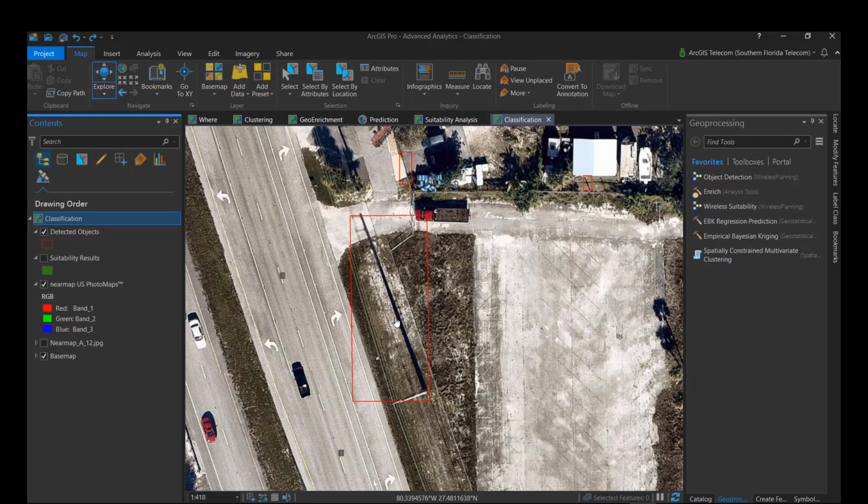Using these five different big data and artificial intelligence analysis techniques, our network planners were able to locate the exact locations where new network enhancements would address the network issues that our customers are experiencing today or would be experiencing in the future.